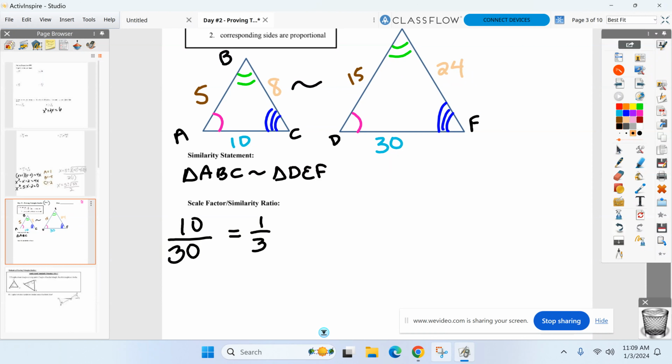The only thing to watch out for, most problems will tell you what order to write it in. Because 1/3 is a different ratio than 3/1. All right, so most will say find the similarity ratio for triangle ABC to DEF. So ABC would come first. All right, so most of them hopefully will do that. All right, so that's what happens when triangles are similar.